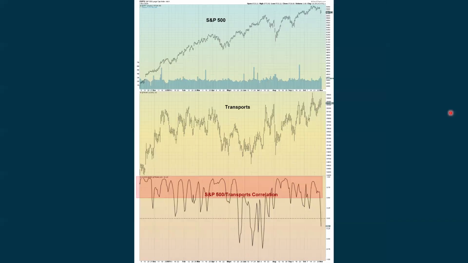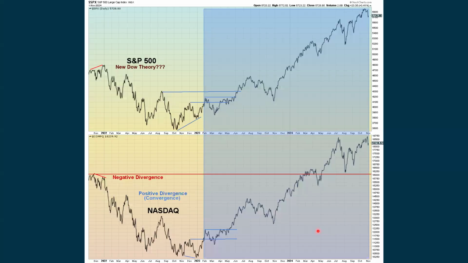We look at the correlation between the S&P and the transports, and that's really fallen off now as the S&P has been going down over the last, well, especially on Thursday. That was a big day. Friday, we tried to bounce back up. Transports have been seeing a little bit of strength here, and that's why we're seeing this correlation really dropping off.